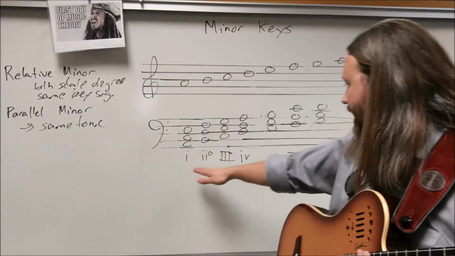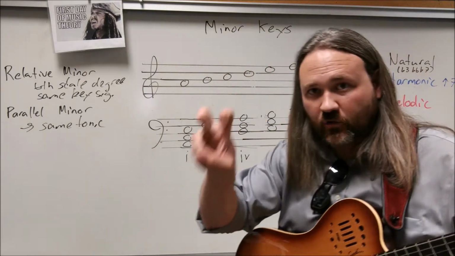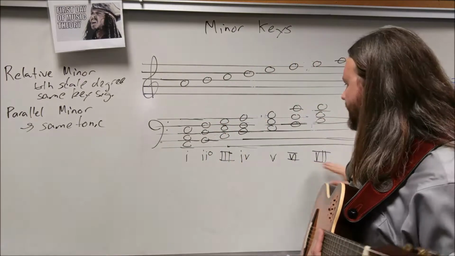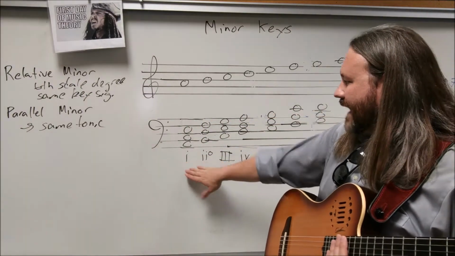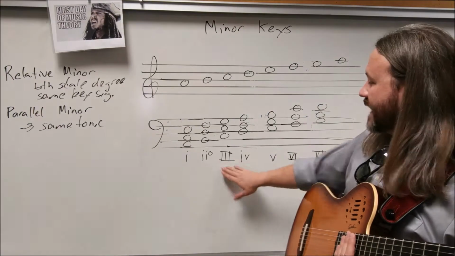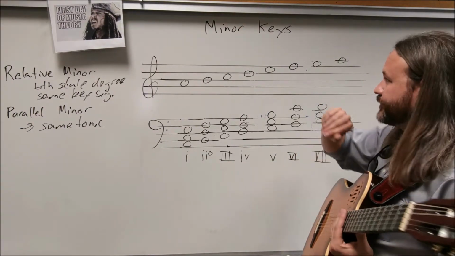Down here, I've also written all the chords out that you get in a normal, quote, natural minor form of the scale. If you create triads on each scale degree, you get a minor 1, diminished 2, major 3, minor 4, minor 5, major 6, major 7, okay, from these.